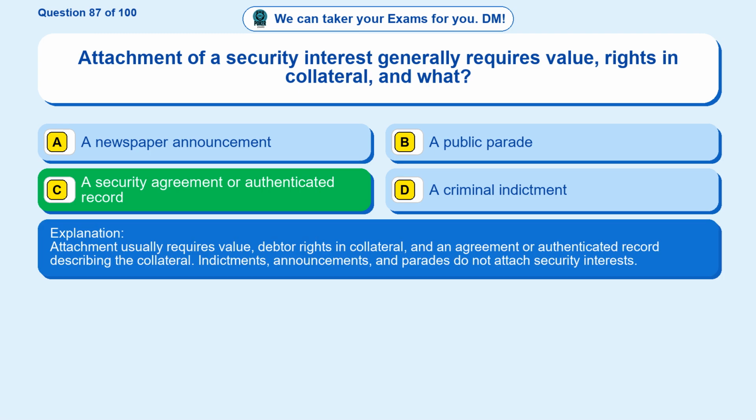Attachment usually requires value, debtor rights in collateral, and an agreement or authenticated record describing the collateral. Indictments, announcements, and parades do not attach security interests.